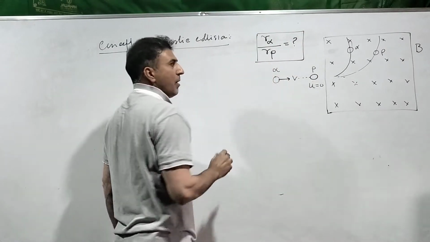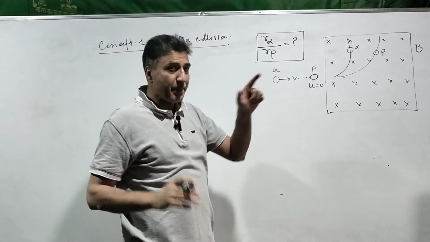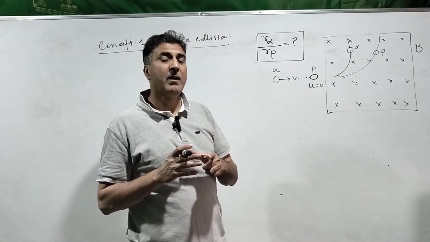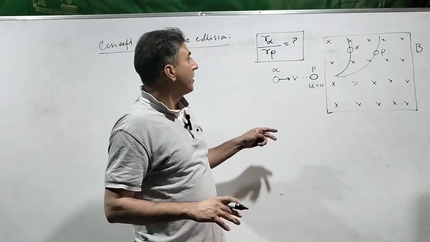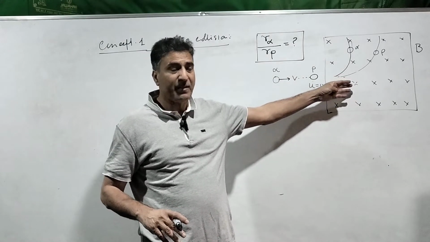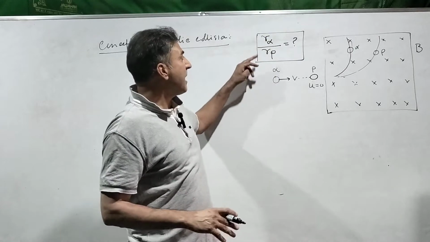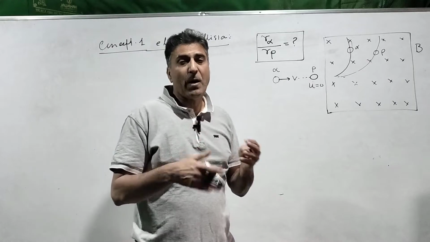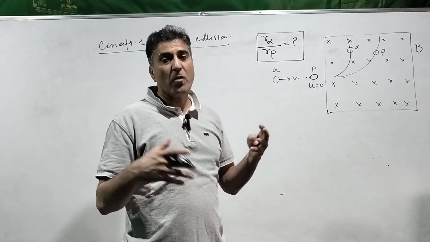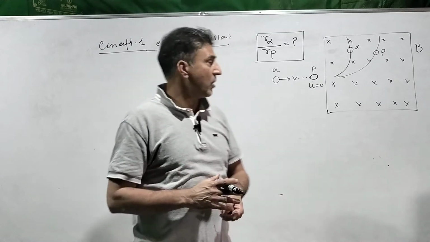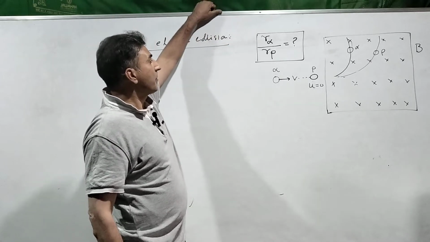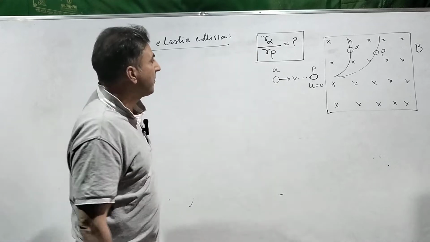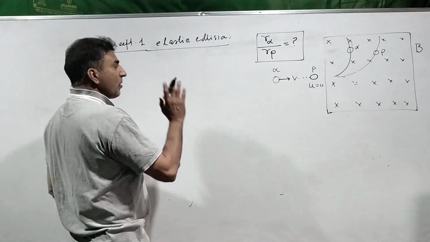What is the radius of the circle in which the alpha particle moves in the magnetic field? And what is the radius of the circle in which the proton moves in the magnetic field? Then I will try to find the ratio, and that will tell me which radius is larger. Is the alpha particle path radius larger, or is the proton path radius larger? We will know that when I find their ratio.